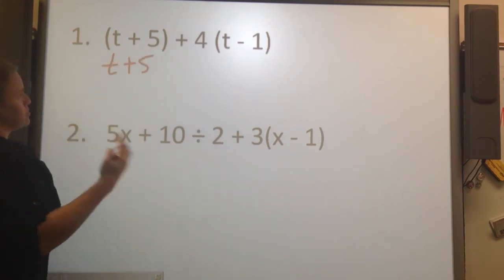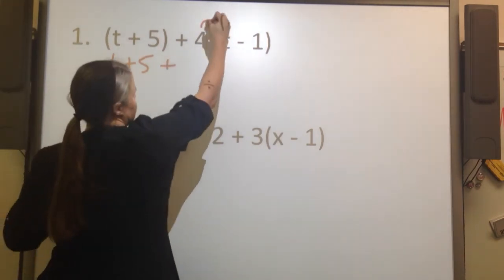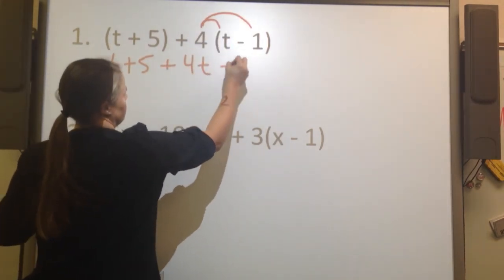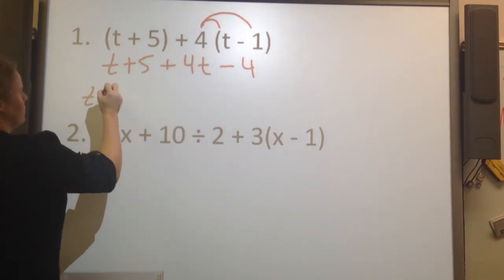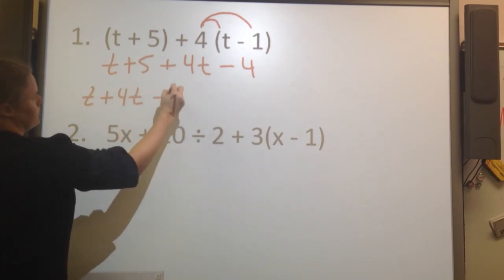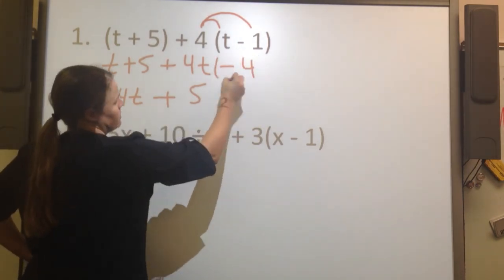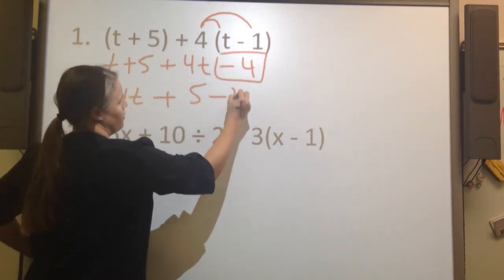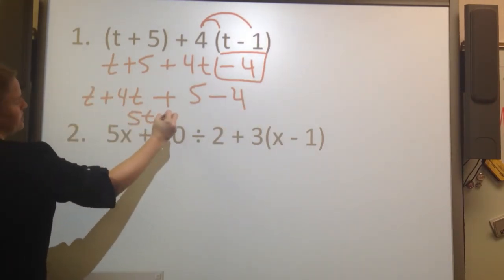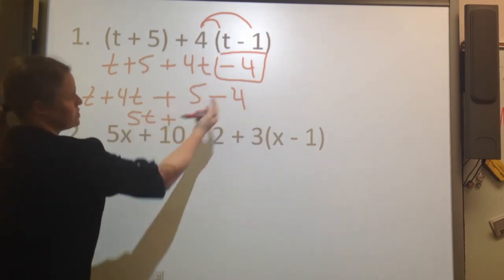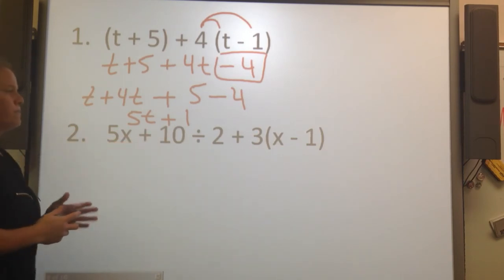So we have t plus 5, there's nothing to distribute with that, so I'm just going to bring it out of the parentheses. My 4 does need distributing. I'm going to rewrite it so that my variables are together, my constants are together. And again, this is subtraction, so I'm just going to bring that whole thing down. And then t plus 4t is 5t. And then 5 minus 4 is 1. And then you're done.